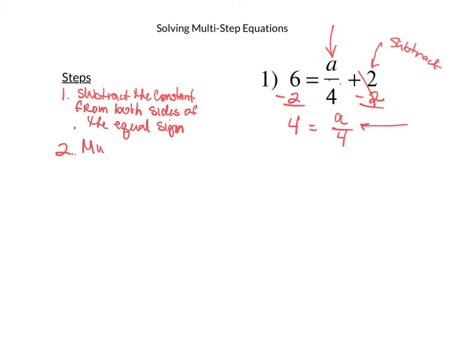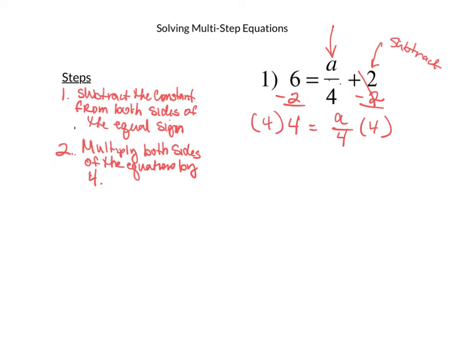So we're going to multiply both sides of the equation by the denominator here, which is 4. So we're going to multiply by 4 here, multiply by 4 here. This cancels. 4 times 4 is 16. A equals 16.